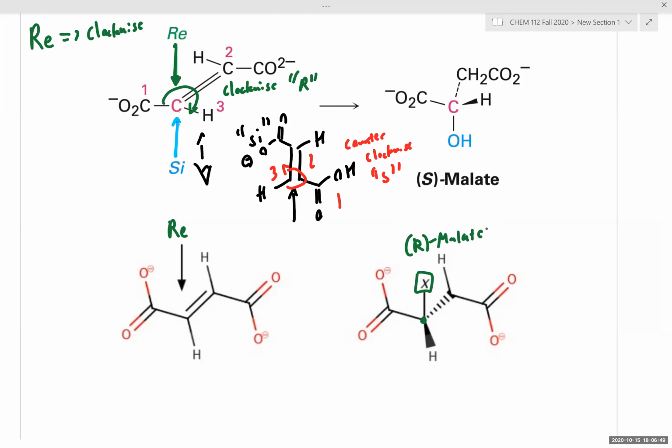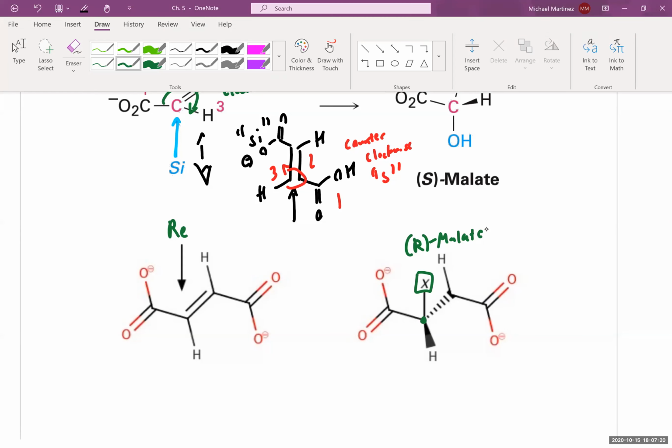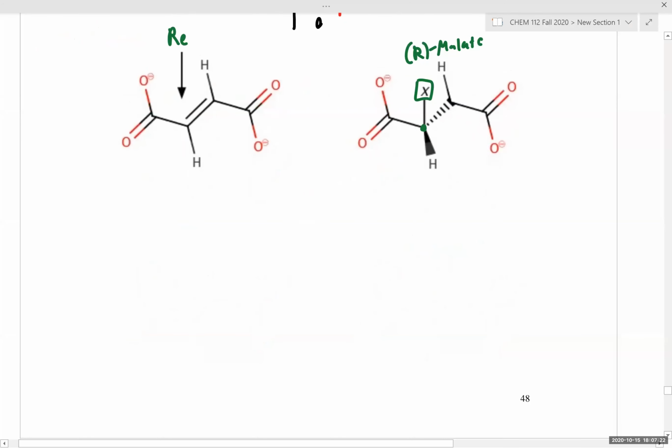Addition, depending on whether attacking from the re or psi face, leads to two different products. From the re face, our groups in order from highest to lowest priority are clockwise. From the psi face, our groups from highest to lowest priority are counterclockwise. Any questions on that idea? Okay, let's keep going then.